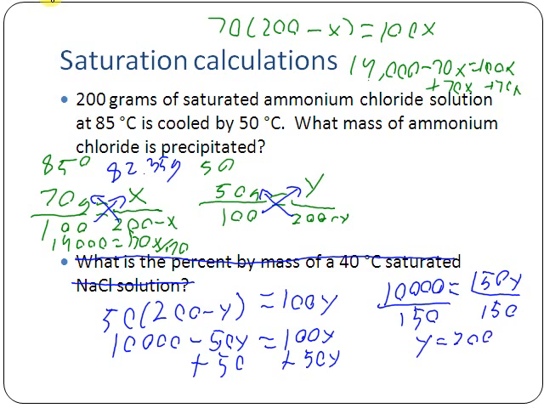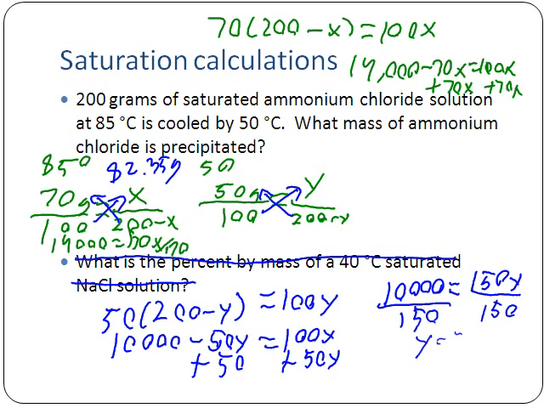Okay? And so I've got a little bit of a problem here, so let me take a look for just a second. I see. I apparently can't do math here. 10,000 divided by 150 is very clearly not 200. So we're going to get rid of that. Instead it's 66.66, and so we get 66.66 grams here.